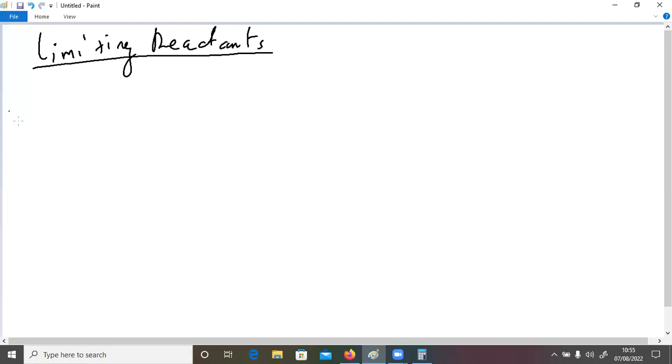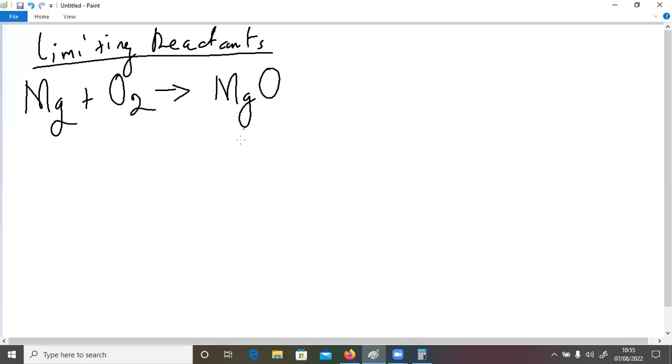Let's start with a simple one. Say we are burning magnesium again in oxygen gas. We know this one always produces magnesium oxide, right? And is this equation balanced? No, it is not, so we balance because of the oxygen, and then we push in here. So under normal circumstances, we are supposed to react 2 moles of magnesium with 1 mole of oxygen gas, so that we always get 2 moles of magnesium oxide.